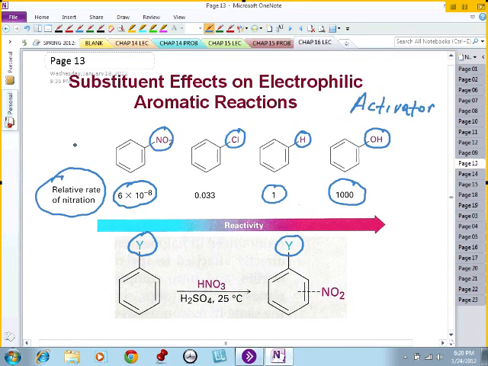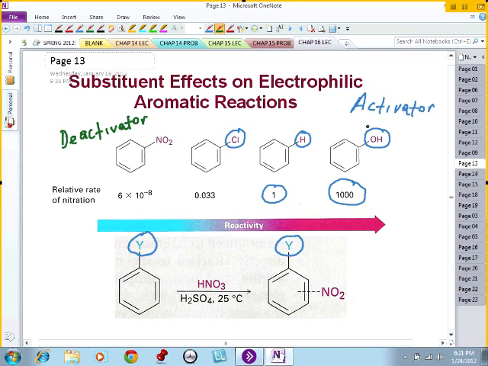So what are you going to say about the nitro group with respect to the effect on electrophilic substitution reaction? The activator, is that David? Yes, excellent. So therefore, we say the nitro group is a deactivator. Okay, very good. So on one hand, we have an activator, which is the hydroxy group. On the other hand, we have a deactivator, which is the nitro group.